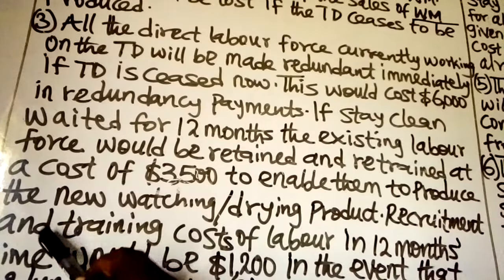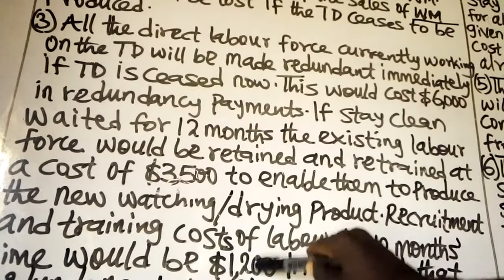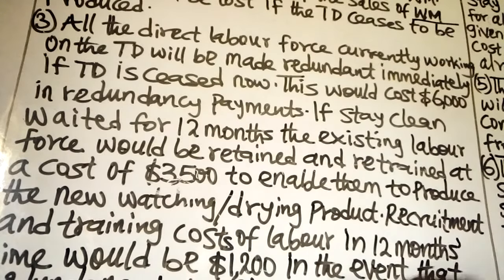So recruitment and retraining costs of labor in 12 months will be 1,200. Recruitment, in the event that redundancy takes place now, you will incur 1,200 on recruitment. That means if you did not stop now, this will be saved. You are considering the opportunity cost of stopping now. If you stop now, then you will incur the recruitment cost of 1,200. Remember the 6,000?